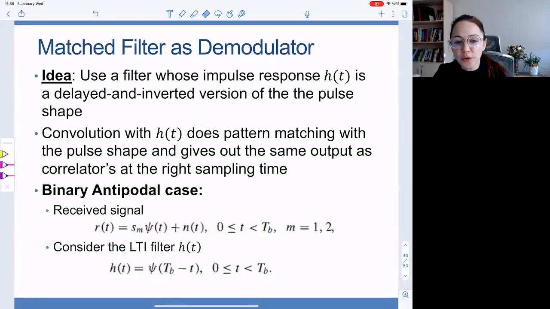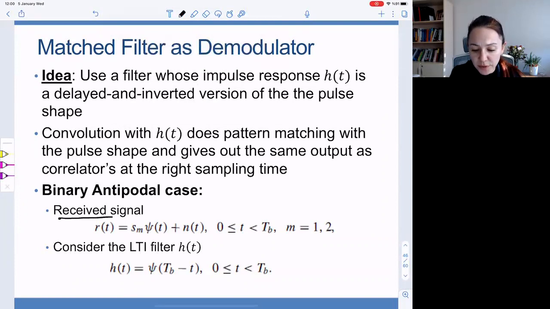Now the convolution with h of t, the filter impulse response, in the case where the filter is a matched filter, does pattern matching with the pulse shape and gives out the same output as the correlator's output at the sampling time, where the sampling time is at the end of the bit interval, TB. So let's see the binary antipodal case.